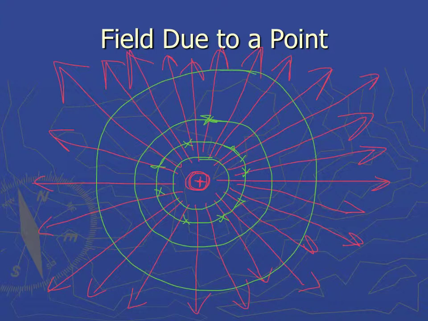Now, it may not be clear on my diagram, but the relationship between the potential lines and the electric field lines is one in which the two exist at a 90-degree angle to each other. So the equipotential lines will always cross the electric field lines at a 90-degree angle.